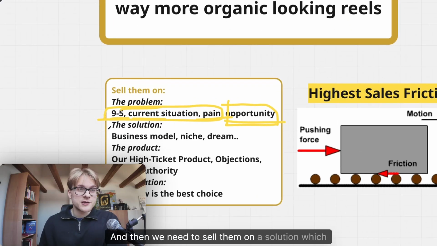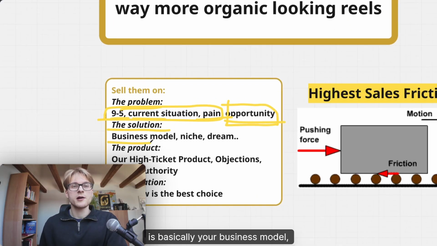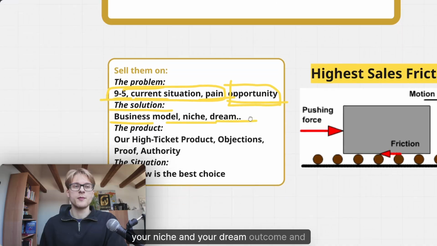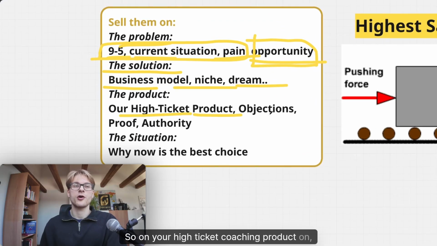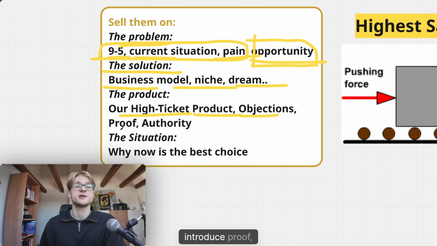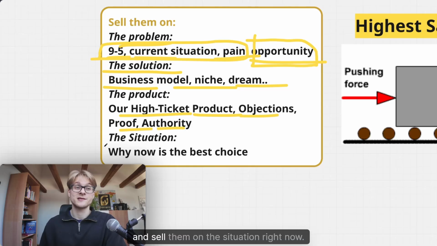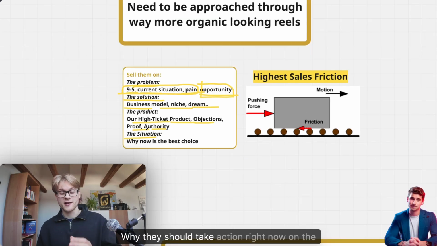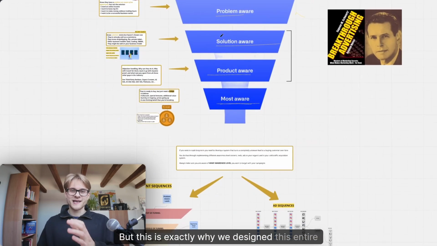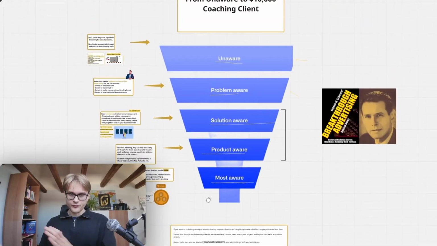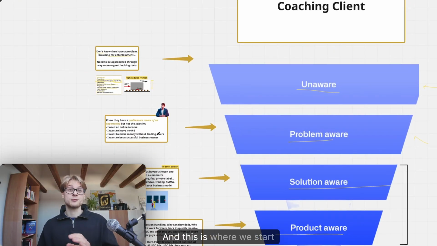And then we need to sell them on the solution, which is basically your business model, your niche, and your dream outcome. And then the product. So on your high ticket coaching product, we need to handle objections, introduce proof, authority, and sell them on the situation right now, why they should take action right now, on the urgency, basically. Yeah, we have the highest sales friction there, but this is exactly why we designed this entire marketing funnel, to convert this type of leads. And this is where we start.